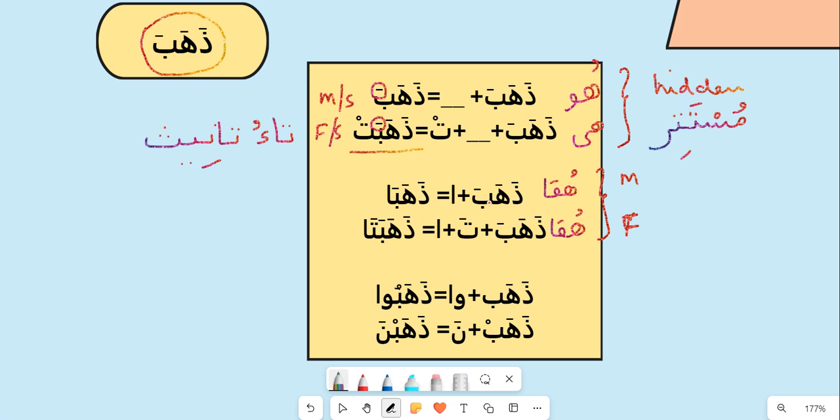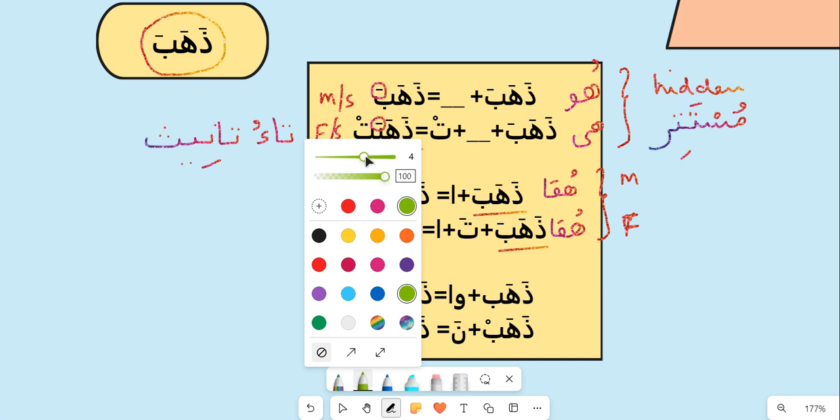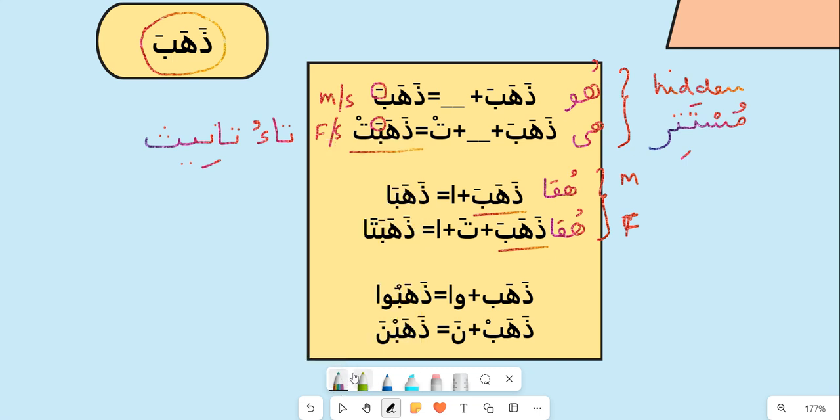So now you see the original structure of Zahaba is still maintained, here also still maintained. And now let me have a different color, and then I will show you what are the special changes here. So in Zahaba, you see the structure is still maintained at Zahaba ba with fatha only. What is attached here? The alif. What is the pronoun here? It is the alif ul muthanna. It is called alif ul muthanna here.